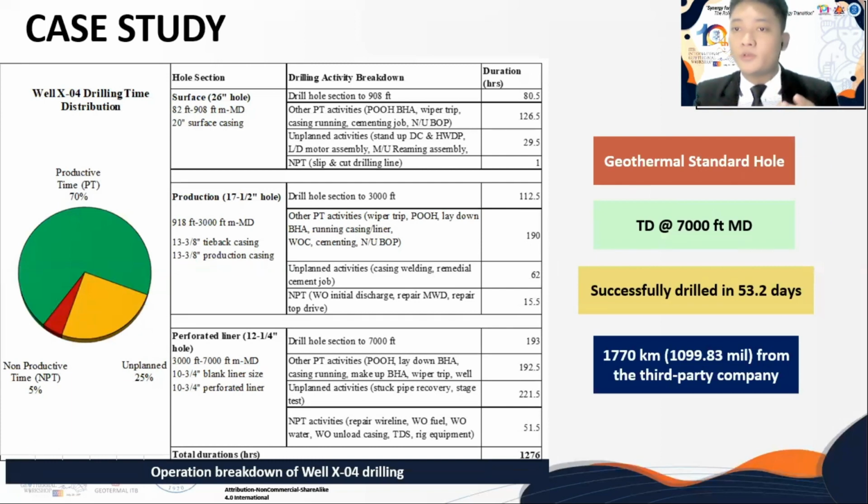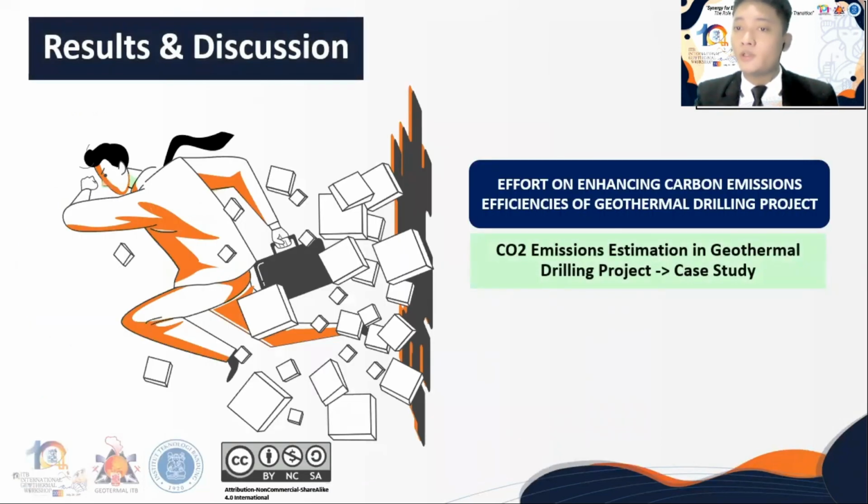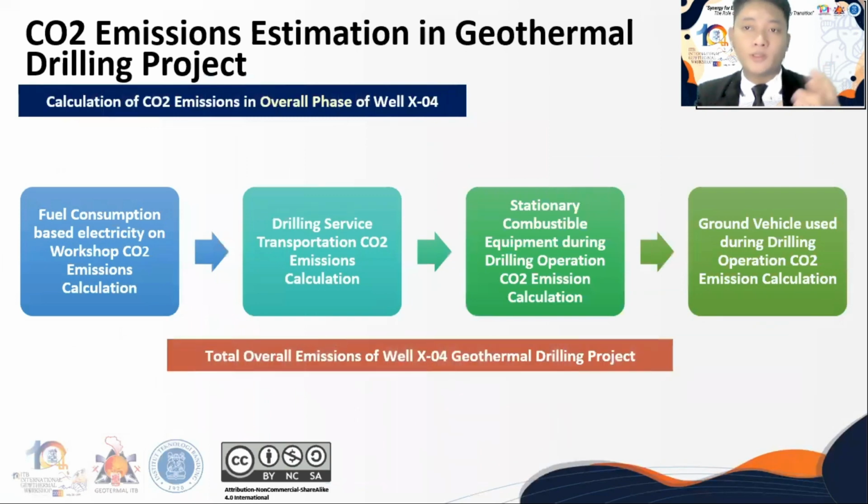The first effort that needs to be addressed is carbon emission estimation in the geothermal drilling project. How do we calculate it in the overall phase? Here is the flow process to determine it. Starting by calculating the fuel consumption in the preparation phase or workshop, and then estimating the CO2 emission for the surface, then going with the electricity generated by stationary combustible equipment from spud until the end of the drilling operation, and also adding the emission from ground vehicles during the operation.